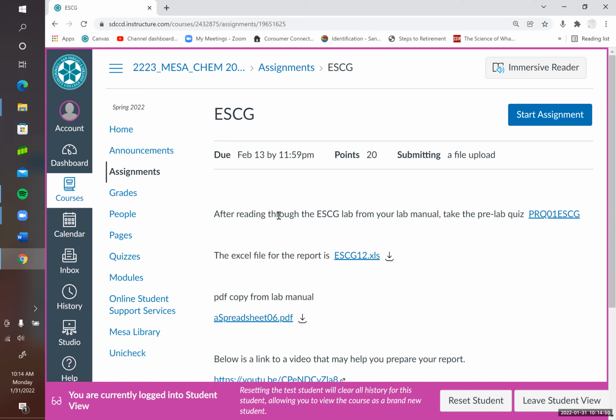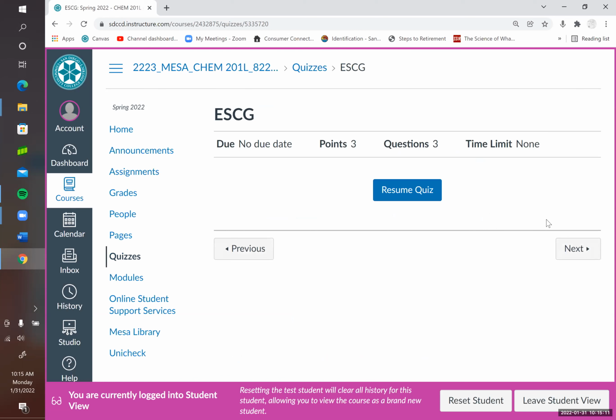Just to complicate things a little more. All right, any questions on that? Okay, let's take a look at this lab quiz for the electronic spreadsheet and computer graphing. Let's see, it's only 3 questions. All right.